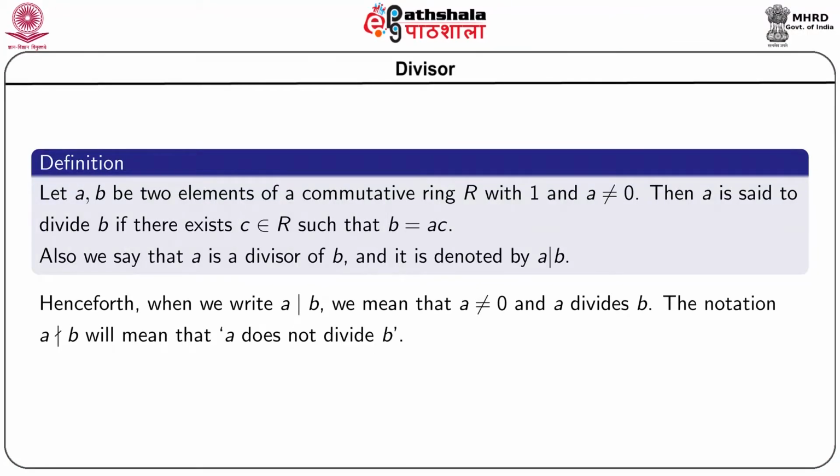Let R be a commutative ring with 1 and a, b be two elements of R. Also assume that a is non-zero. Then a is said to divide b if we have an element c in R such that b is a multiple of a, that is b equals ac. Also we say that a is a divisor of b and it is denoted by this symbol. Henceforth, when we write a divides b, we mean that a is non-zero, and the notation a does not divide b will mean that b is not a multiple of a.